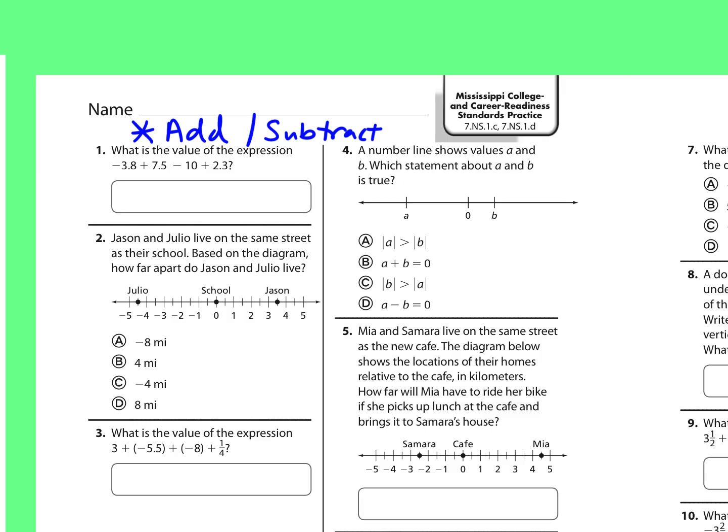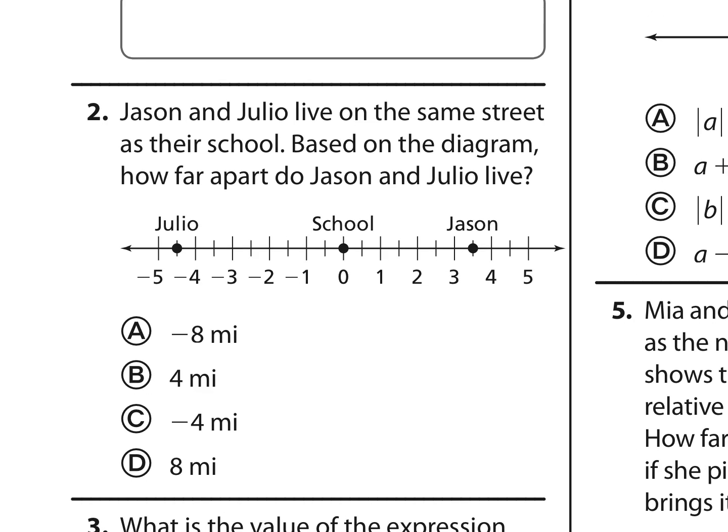Standard NS1C and D, this is all to do with adding and subtracting. So number 2, Jason and Julio live on the same street as their school.